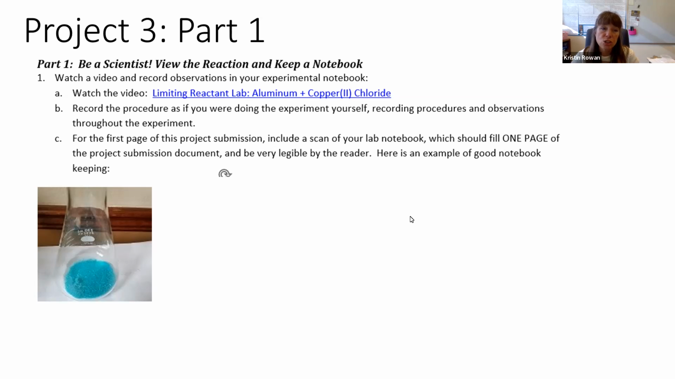It's always fun to actually do reactions. So the first thing you wanted to do was view the reaction. If you viewed the reaction and kept your notebook, the idea was to be observant. How observant could I be? And how could I use that information later? So that hopefully you'll watch that video, record your procedures as if you were actually doing the experiment.